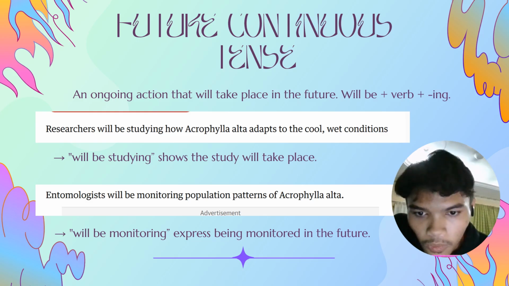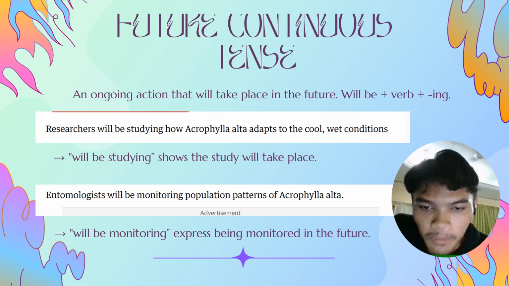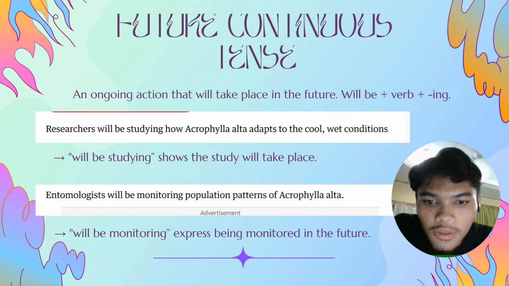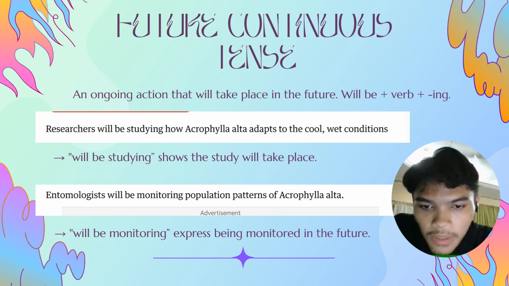Now, will be followed by a verb that has ing, which is will be studying, shows the study will take place. Now for the second example, entomologists will be monitoring population patterns of Acrophylla alta. Will be plus the verb ing expresses being monitored in the future.